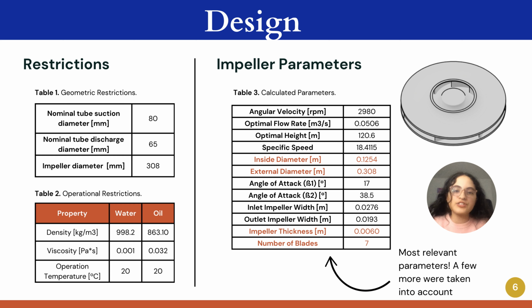For the design geometry, restrictions such as suction and discharge diameter and impeller external diameter were taken into account as shown in Table 1. Operational restrictions of density, viscosity, and operating temperature of the fluids were also taken into account as shown in Table 2. And some of the most important parameters for the creation of the impeller are shown in Table 3, such as number of blades, external and internal diameters, and thickness.